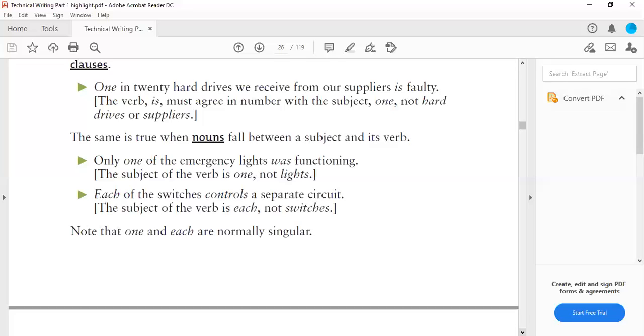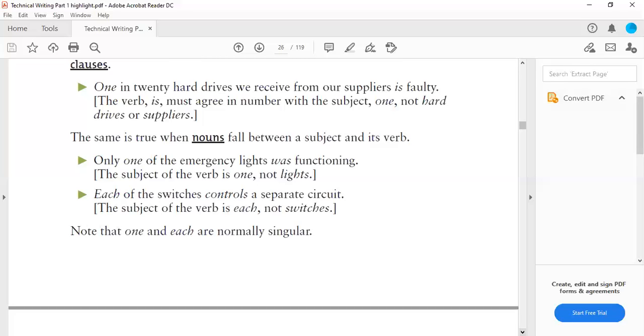The same is true with nouns that fall between a subject and its verb. Only one of the emergency lights was functioning. Here again, was goes with the subject one, not the lights. Lights is plural, but was is not the verb of lights, it's the verb of one.